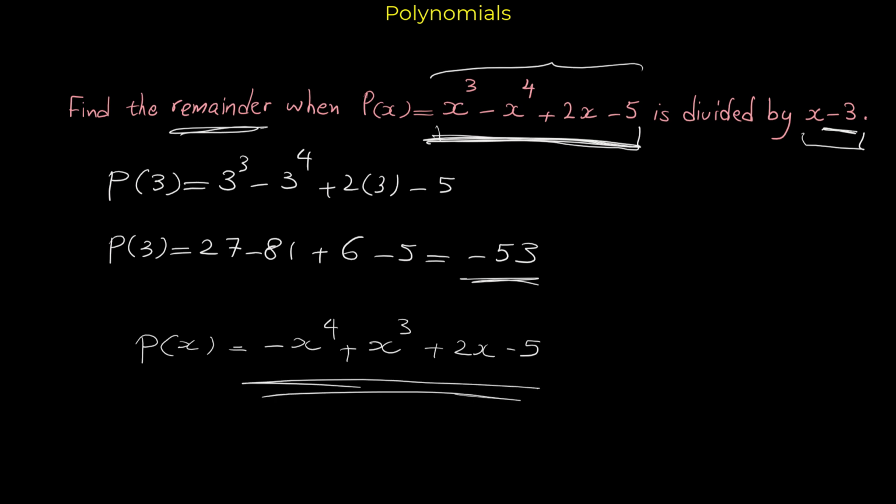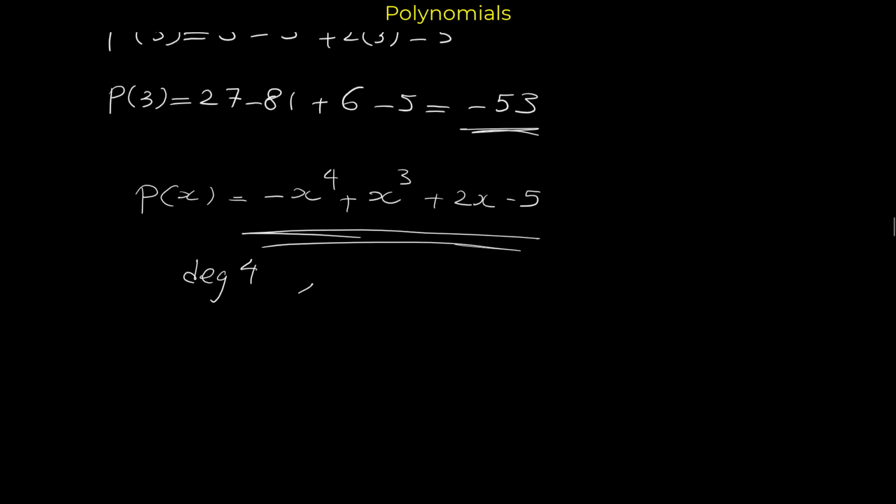In this way, it's easier for us to figure out the degree of the polynomial, which in this case is 4, and the leading coefficient and its sign, and we know that the sign of the leading coefficient plays an important role in graphing a polynomial. So always write the polynomial in descending order from highest degree to lowest degree. Let's move to the next question.